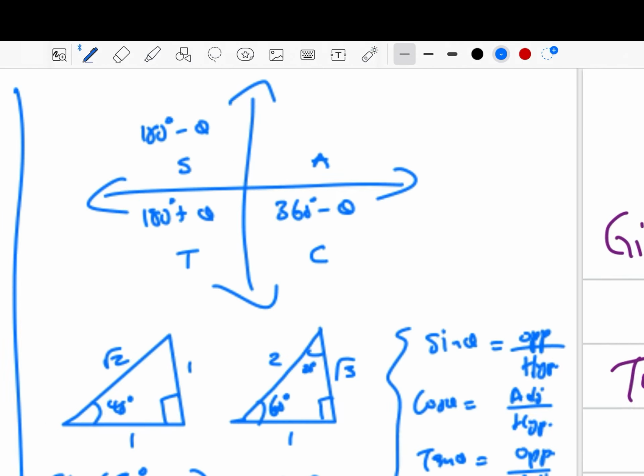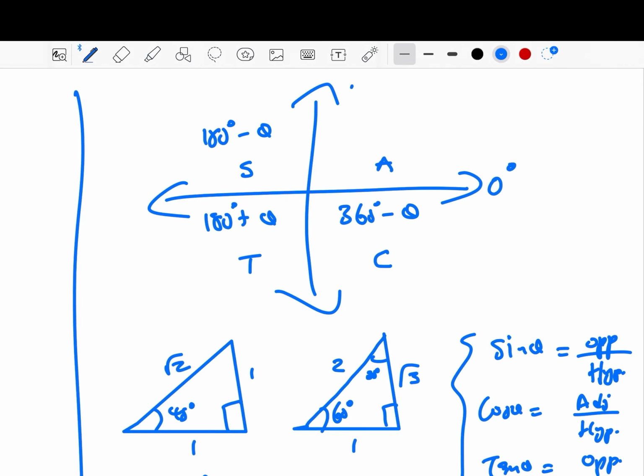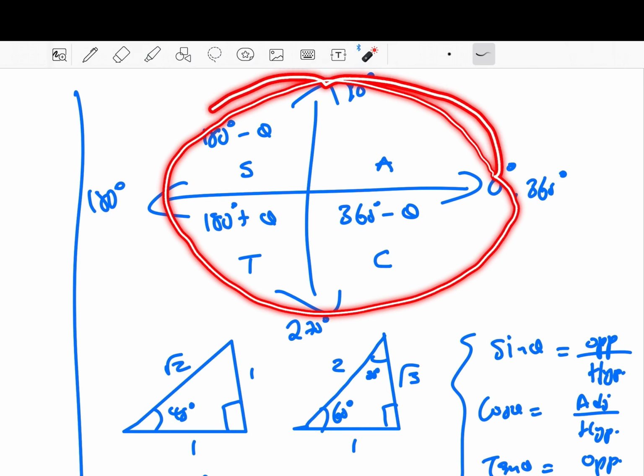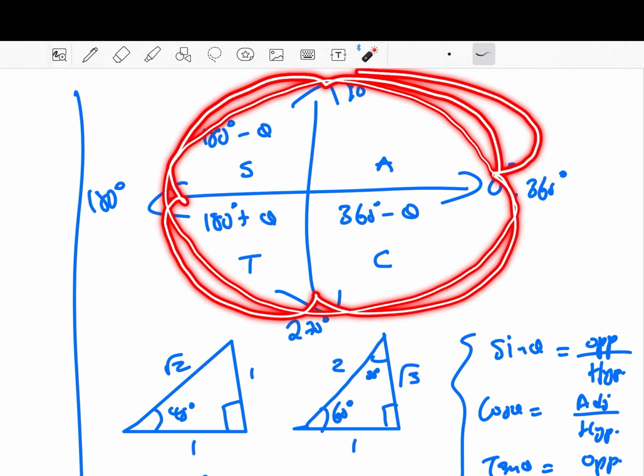Because if you zoom in here, this is 0 degrees, this is 90 degrees, this is 180 degrees, this is 270 degrees, this is 360 degrees. So from 0, 90, 180, 270, 360, the circle is done, and then it starts again. The circle keeps on going. It can also go to the third iteration.